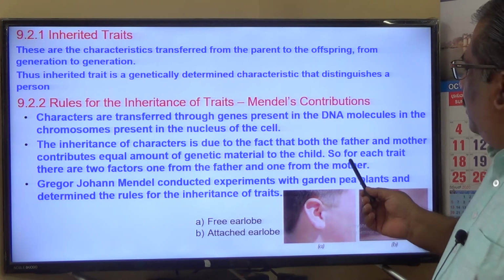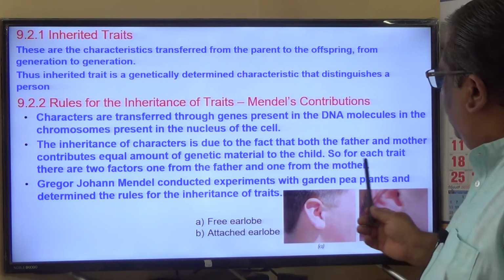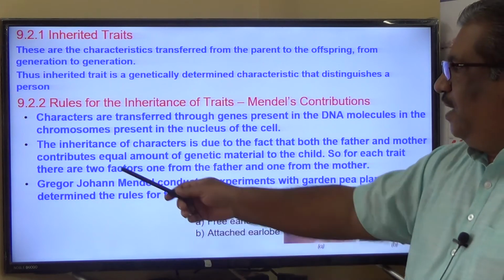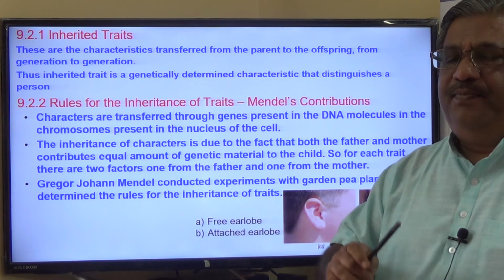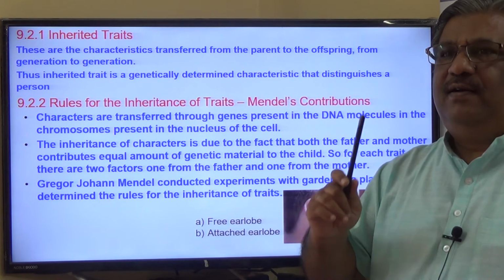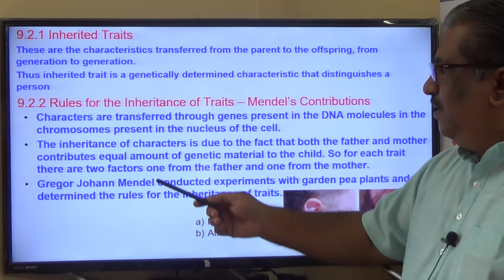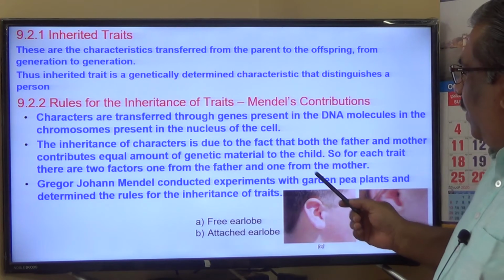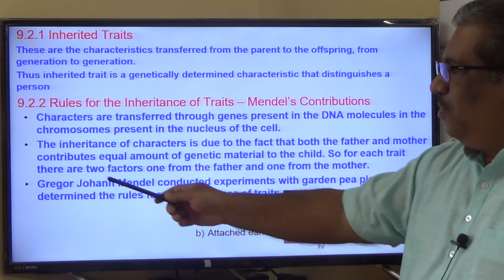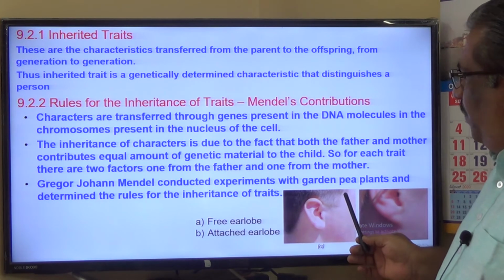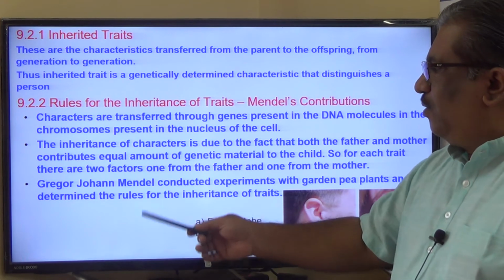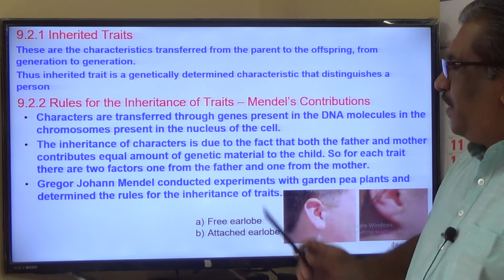Okay? So for each trait or character, there are two factors, or you can also say two genes or copies of the genes, one from the father and one from the mother. So Gregor Johann Mendel conducted experiments with garden pea plants and determined the rules for the inheritance of traits.